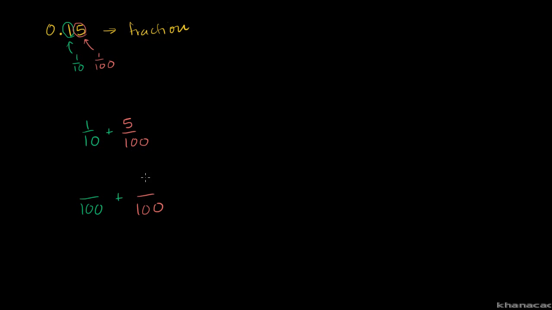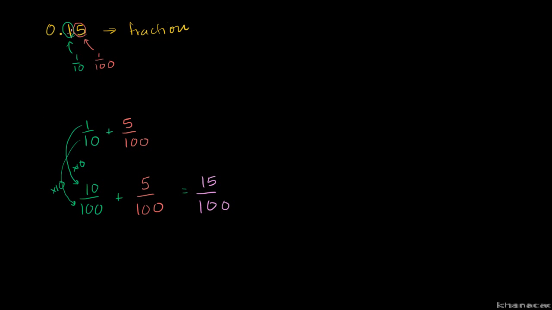This isn't going to change. This was already 5 over 100. If we multiply the denominator here by 10, that's what we did, we multiplied it by 10, then we're going to have to multiply this numerator by 10. And so this is the same thing as 10 over 100. And now we're ready to add. This is the same thing as 10 plus 5 is 15 over 100.